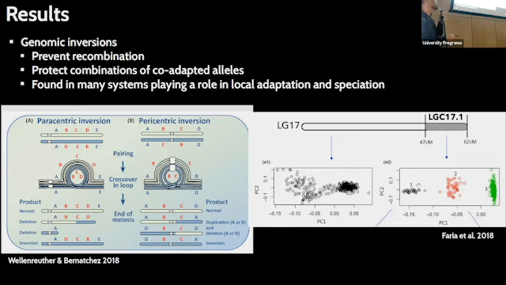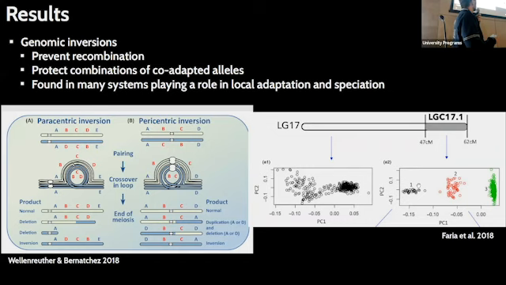This is the portion where you don't have an inversion, so you see it looks like that. It's a PCA for all the individuals, not between ecotypes.